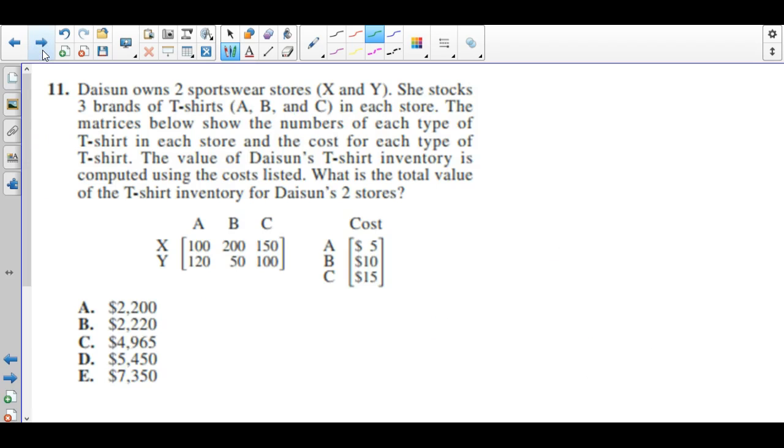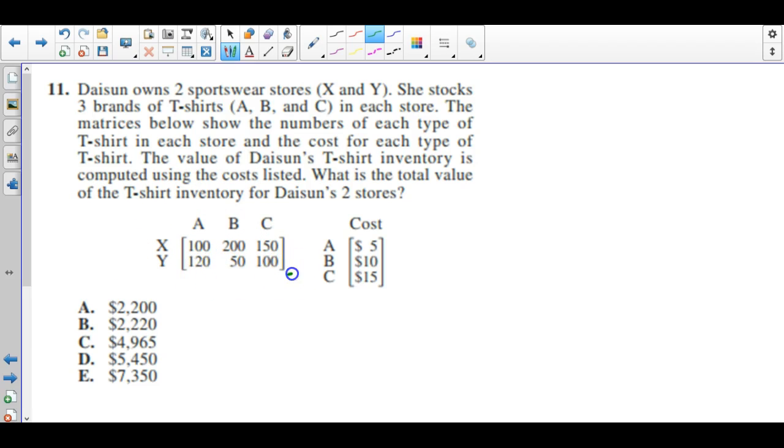Alright, so this one deals with matrices. What we're looking at are two separate sets of matrices, and we're given basically just a t-shirt inventory. So it's a lot of words in this one. If you want to take a sec, you can pause it and read through the problem. But what we want to know is the total inventory for these two stores.